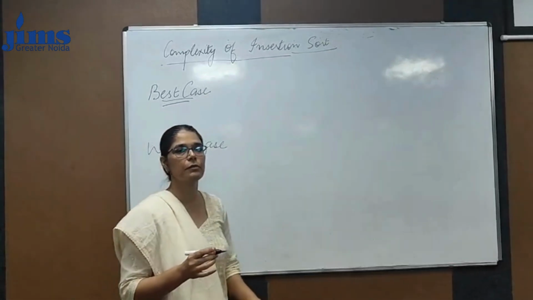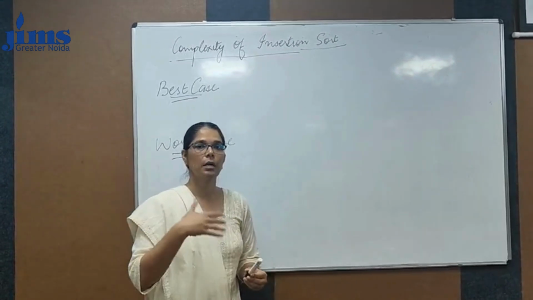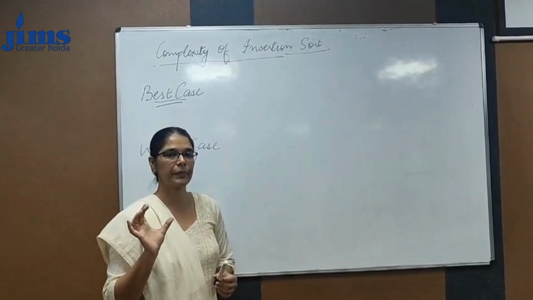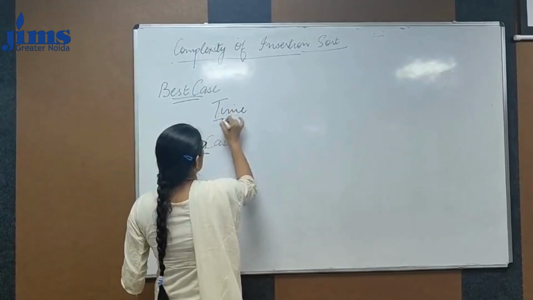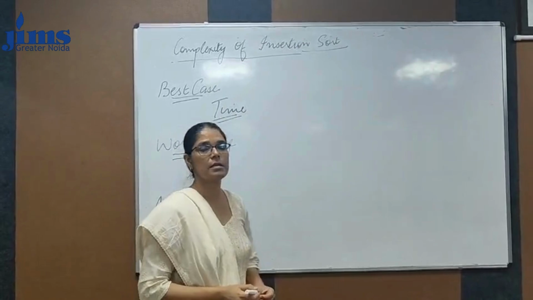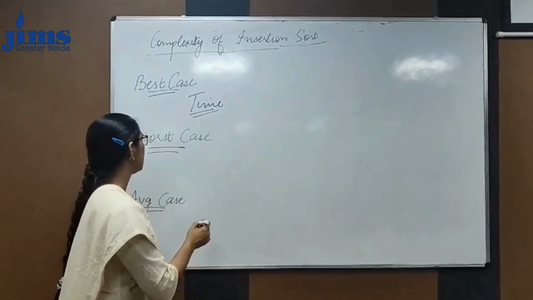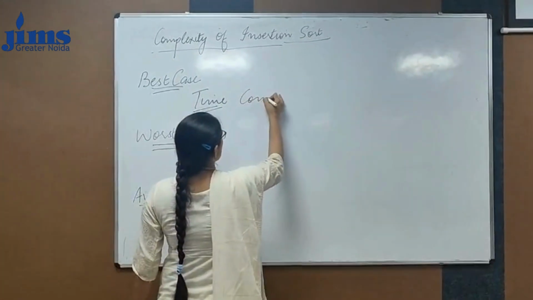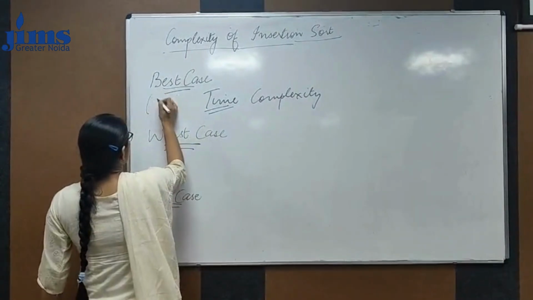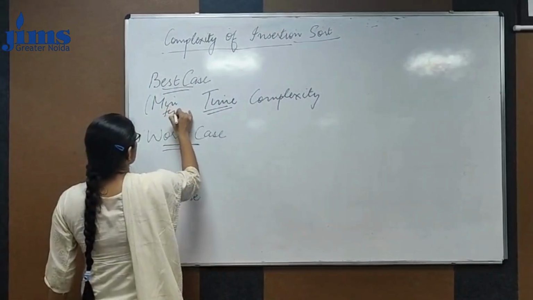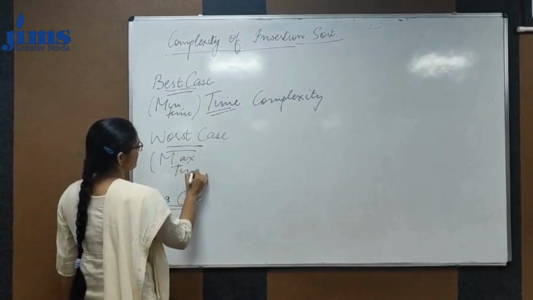Best case says that the amount of resources that the program utilizes to deliver the result is minimum. In algorithms, we normally take the resource as time. So we say it is the time complexity in the best case, that is, the minimum time taken. Similarly, time complexity in the worst case is the maximum time taken to generate the result.